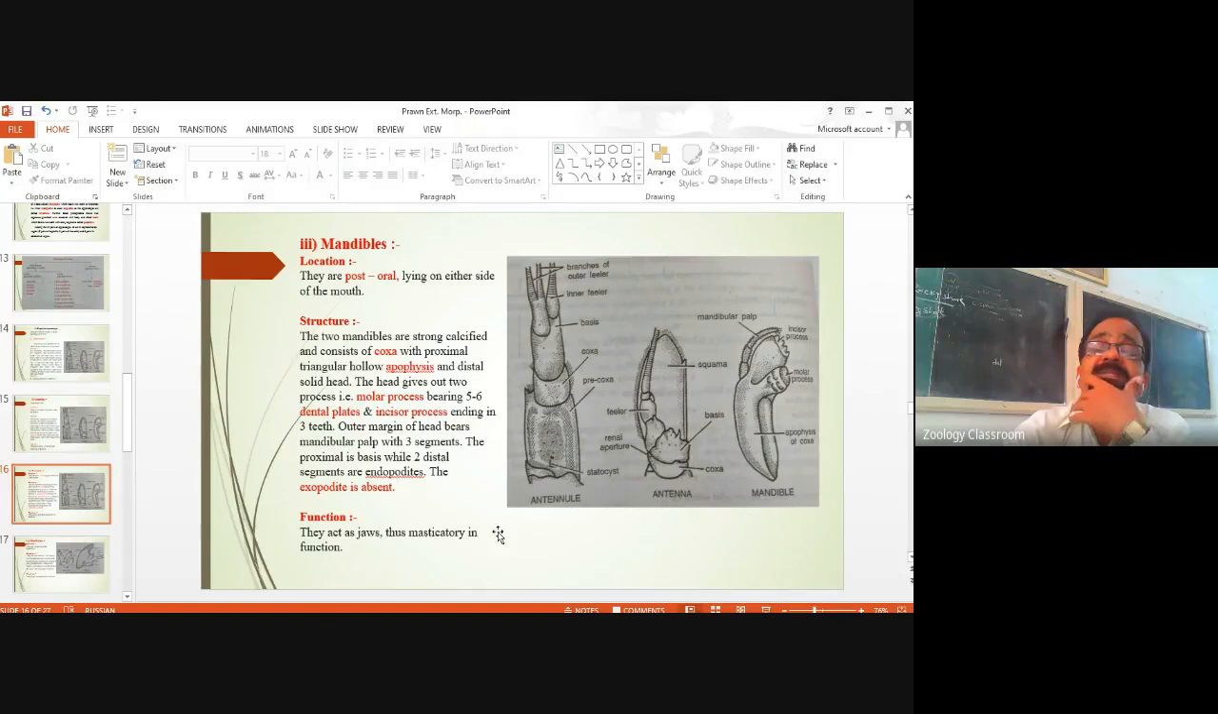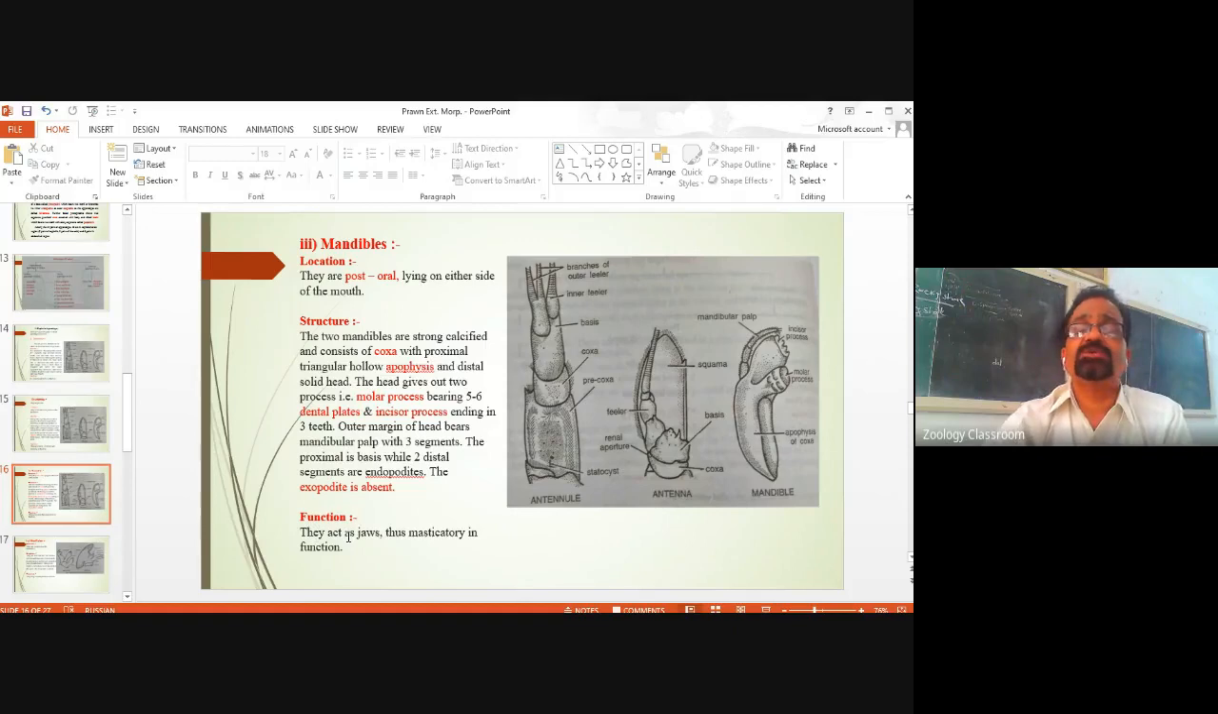Because from the basis, only the endopodite emerges. Here, in the case of the antenna, from the basis the endopodite is also there, and this plate-like squama, that is the exopodite, is there. So it is biramous. So in the mandible the exopodite is absent.